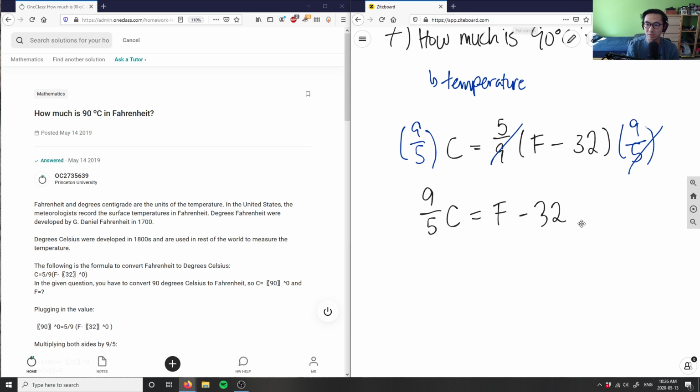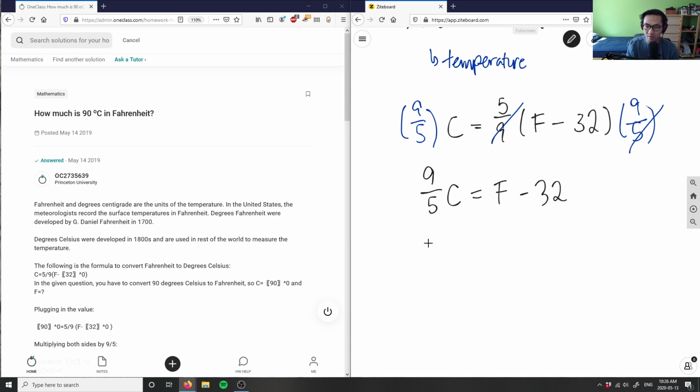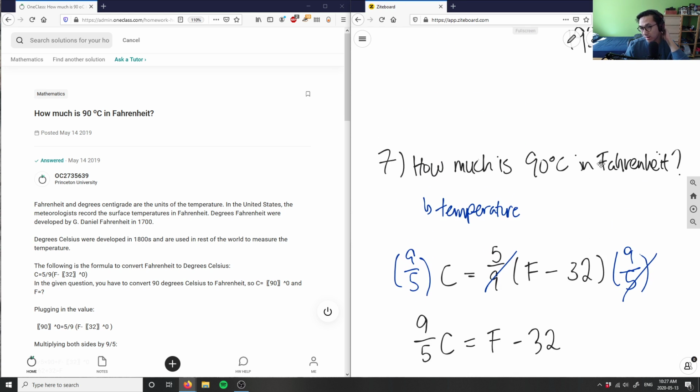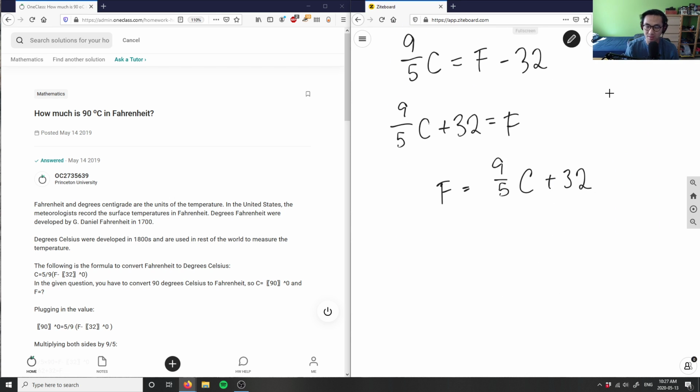Then all I have to do is move this 32 to the left side. So 9 over 5 C, and then we add 32 to both sides, this cancels out and gives me F. Or I can flip it and write F equals 9 over 5 C plus 32. Now I can plug in my Celsius. I have 90 Celsius and I want it in Fahrenheit, so F equals 9 over 5 times 90 plus 32.